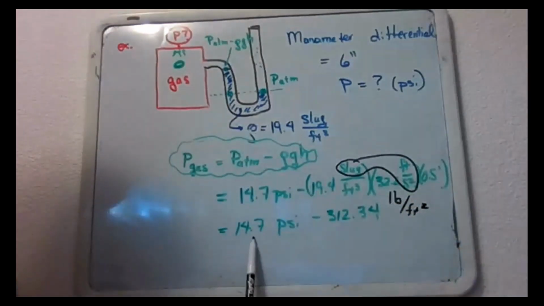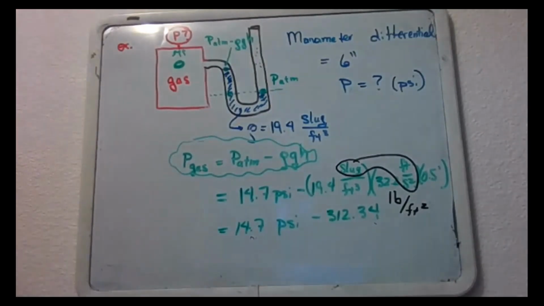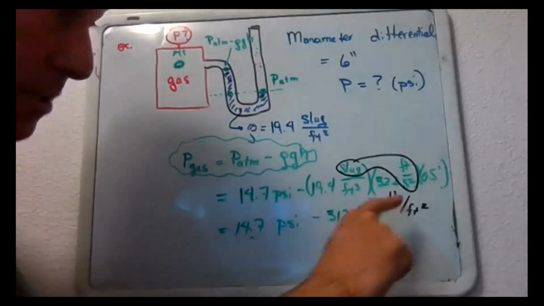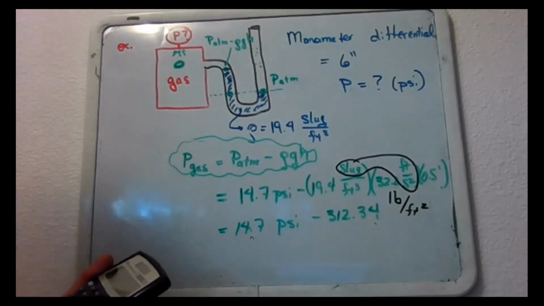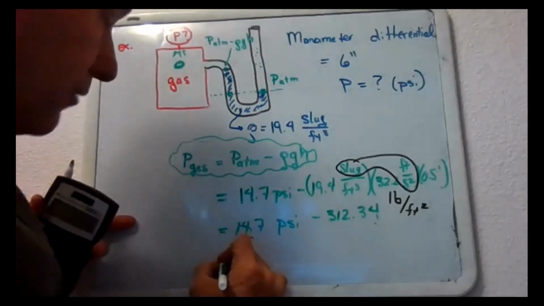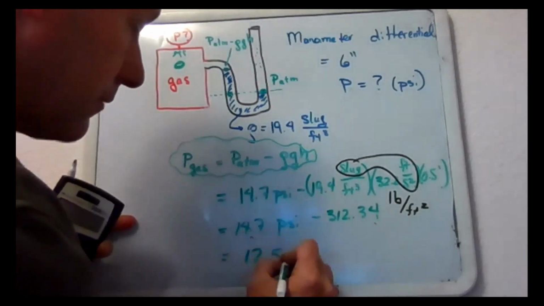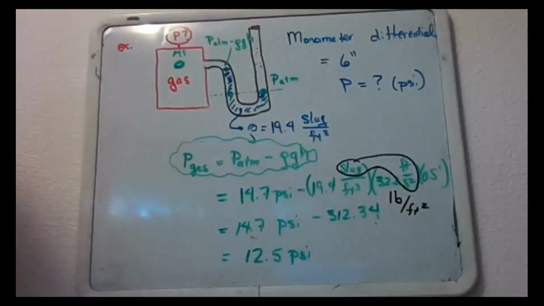So before I combine these two terms, atmospheric pressure and the differential pressure 312, I need to divide that 312 by 144 to make it into pounds per inch squared. So 312 divided by 144, I've got 2.17, or I'm going to call it 2.2. So this is going to be 14.7 minus 2.2. Okay, and I've got 12.53, or I'll just call it 12.5 for right now. Okay, hey, that's not the answer. So there's one more step to do.